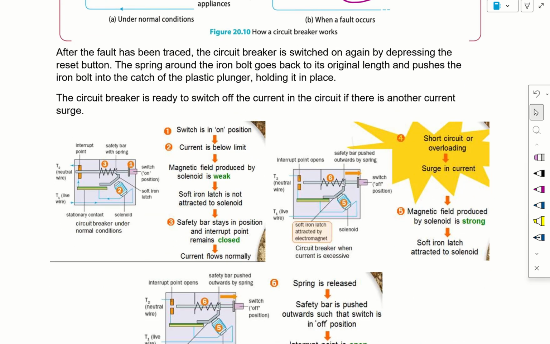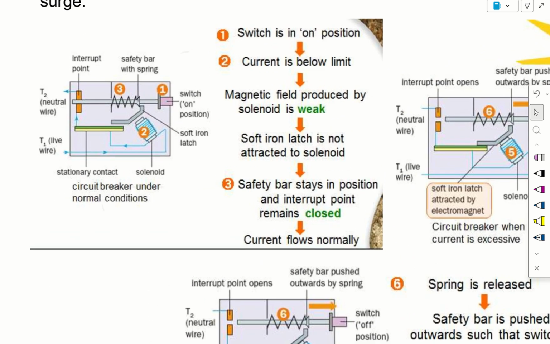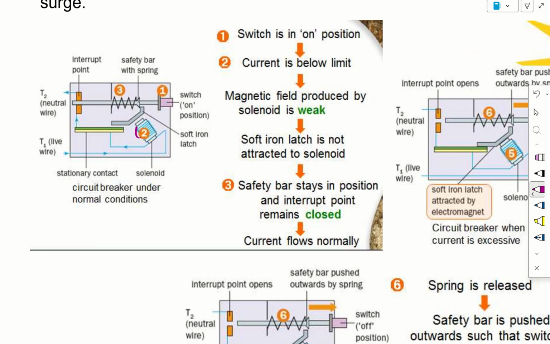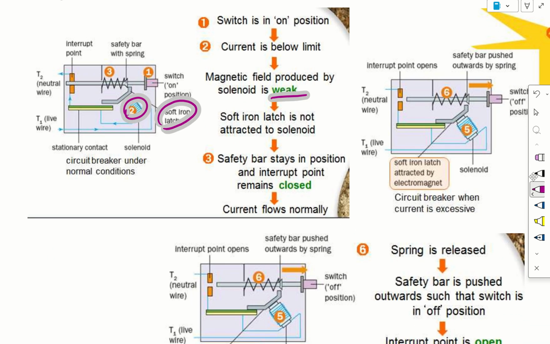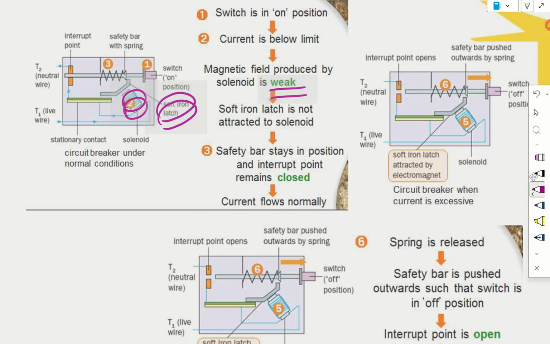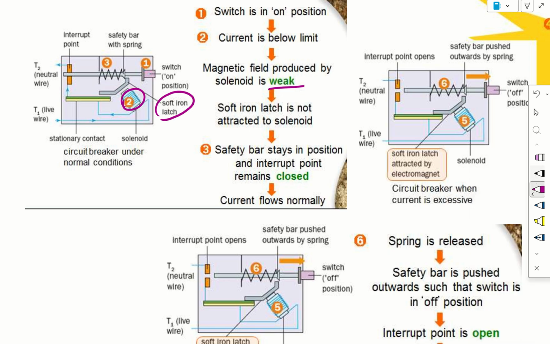So let's take a look at another design. Again, current flows. This is our solenoid, right? So why is it that it does not attract this iron latch? It's because even though current is flowing, it's within the working range. So the magnetic field that is produced by the solenoid is weak. Therefore it will not cause the safety bar with the spring to spring out. So there is still contact. Therefore the current flows normally.